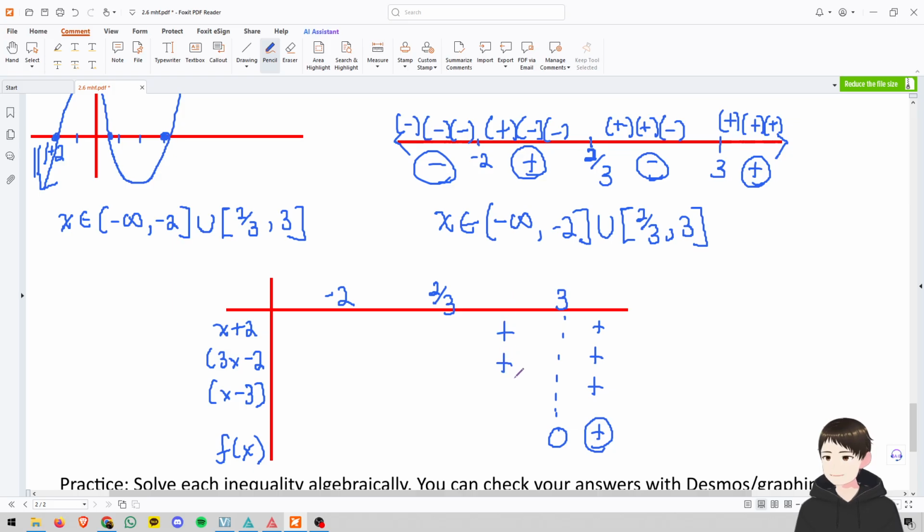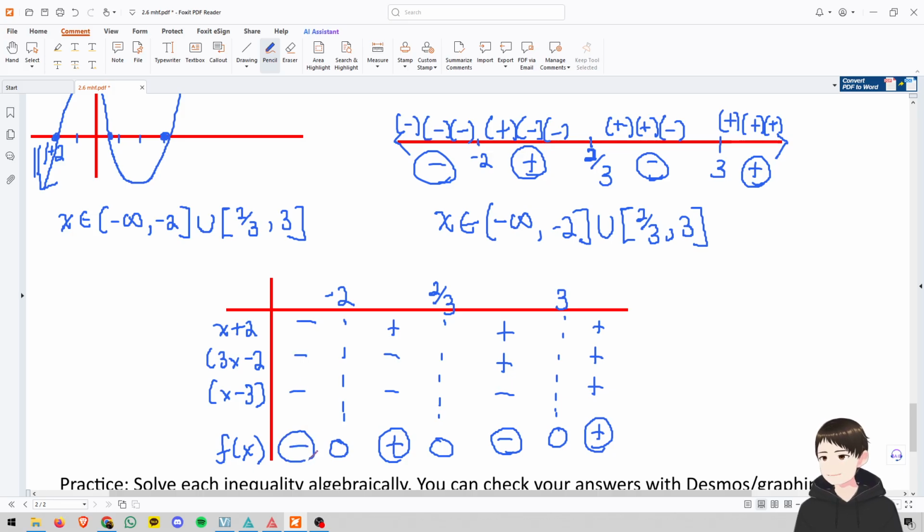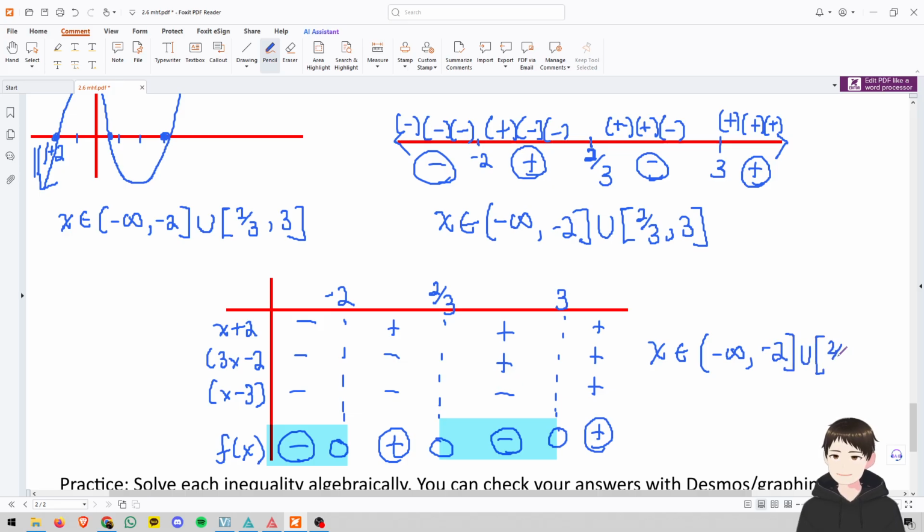Between here, positive, positive, negative, I would have a negative x-intercept. Positive, negative, negative, I would have a positive x-intercept. Negative, negative, negative, that is a negative. So where am I looking for? I'm looking for when the function is less than 0 or equal to 0. And I will get the same intervals. X belongs to negative infinity to negative 2, union, 2 over 3, comma, 3.